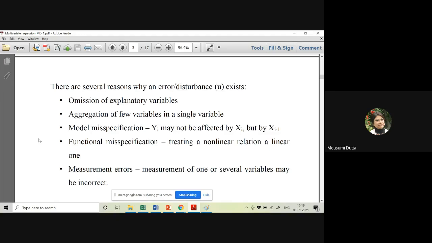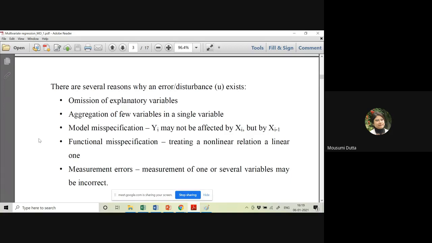Okay, next, aggregation of a few variables into a single variable. On each and every variable, we may not collect the data. It is not possible to collect the data. So we may go for a kind of aggregation. Then model misspecification: there is no instantaneous relationship between Yi and Xi. Rather, there is a relationship between Yi and Xi minus 1. So somehow we are considering this kind of misspecification, and that results in this kind of random error.